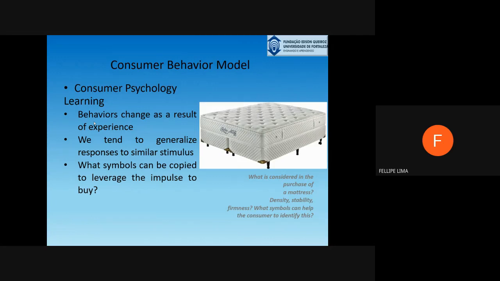But what symbols can be copied to leverage the impulse to buy? What kind of situation can I create in my marketing so that every consumer, from the aspect of consumer behavior that I want to affect, will do what I want them to do? How can I control the reaction of my consumer, using the same kind of stimulus, and create an experience that gives me the same results with everyone from my targeted buyers study?